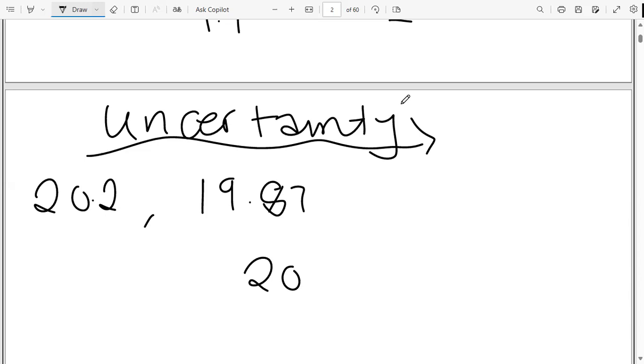So, what are some of the causes of these errors, or what are some of the types of errors? We actually have three types of errors, because there is what we call systematic errors.